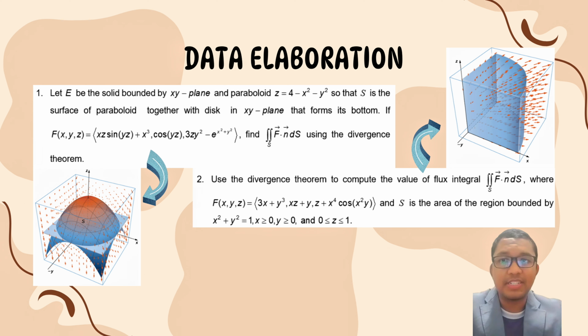Question 2. Use the divergence theorem to compute the value of the flux integral, double integral of vector F dot vector n dS, where F(x,y,z) is equal to 3x plus y cubed, xz plus y, z plus x to the power of 4 cos x squared y, and S is the surface of the region bounded by x squared plus y squared equals 1, x is more than or equal to 0, y is more than or equal to 0, and z is between 0 and 1.